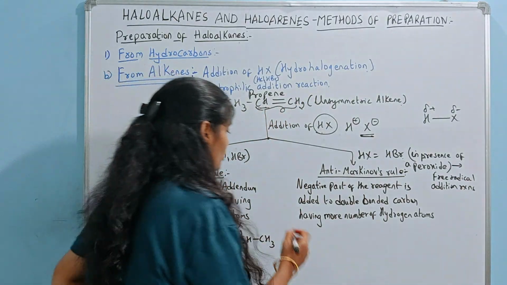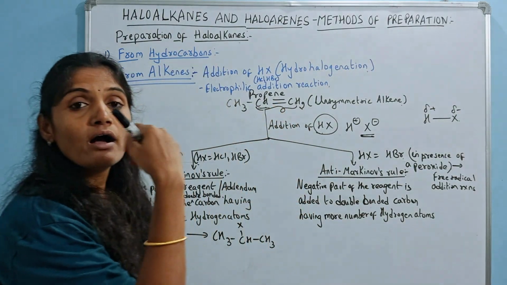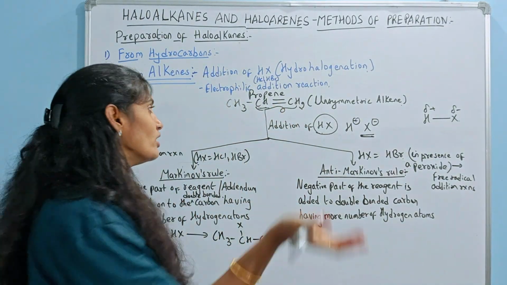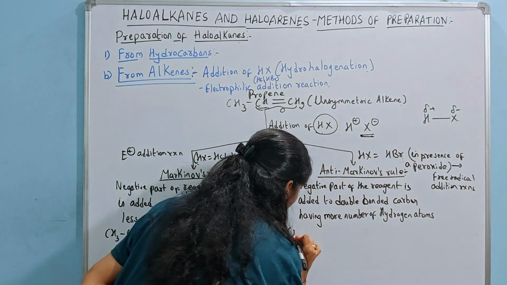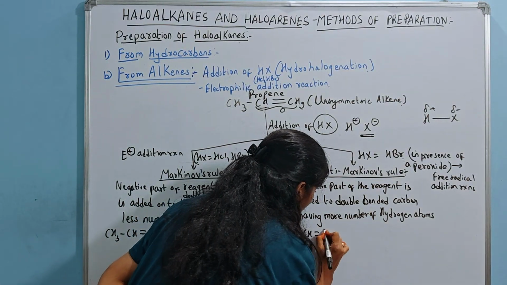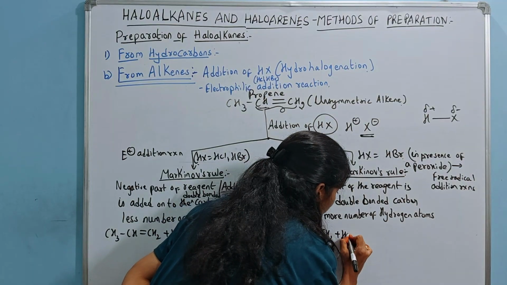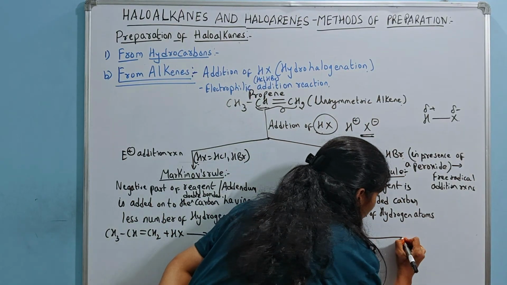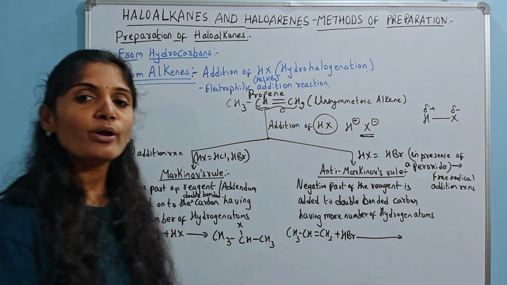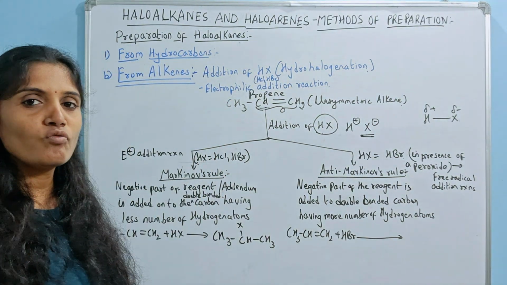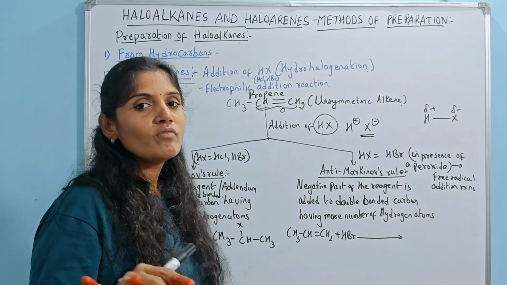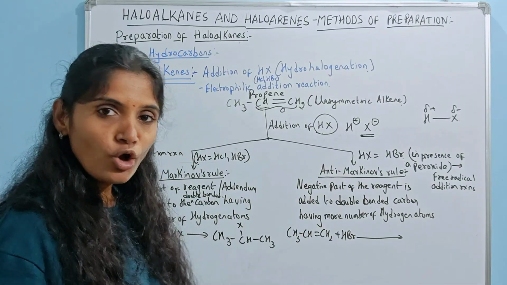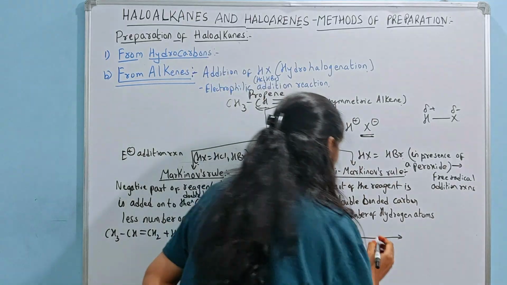Now if I do the addition of HBr in the presence of peroxide to propene, what will be the product? Let us see. CH3, CH, double bond CH2. I told you it should definitely be HBr. Now it should be in the presence of what? Peroxide. Now whenever I say it is a free radical addition reaction, you should always have the presence of sunlight or UV light.